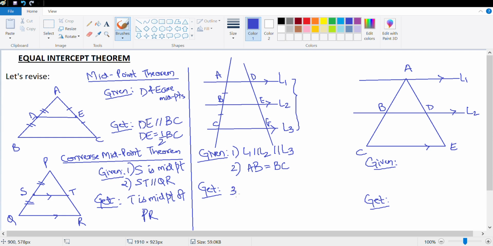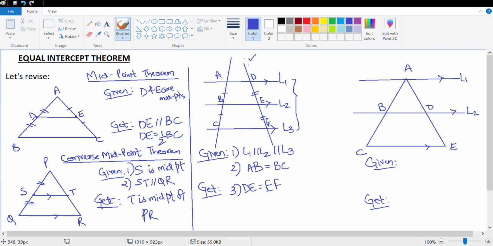Then what we get is DE is equal to EF, which means if there is a second transversal, then it will also make equal intercepts between these pairs of parallel lines. So I repeat, if you have three or more parallel lines and a transversal is making equal intercepts between these three lines, then another transversal will also make equal intercepts. It's not saying that DE will be equal to AB, it is saying that DE and EF will be equal. So that's one way of looking at it.